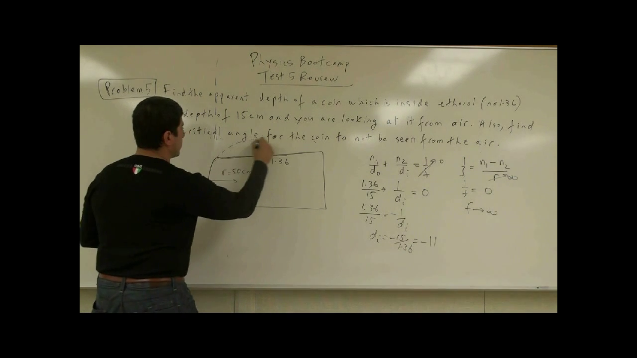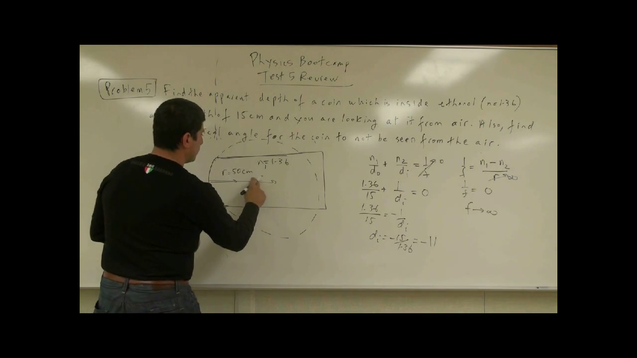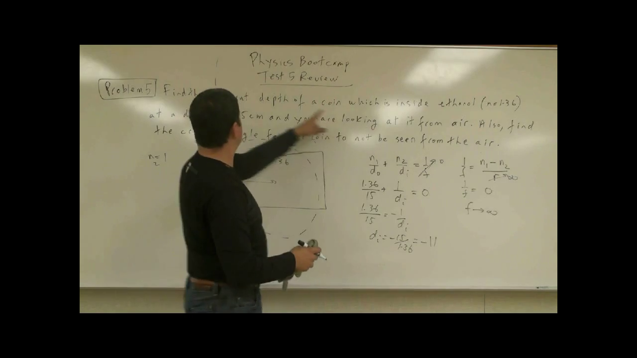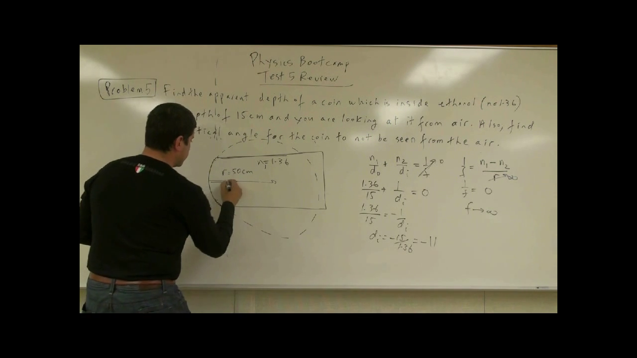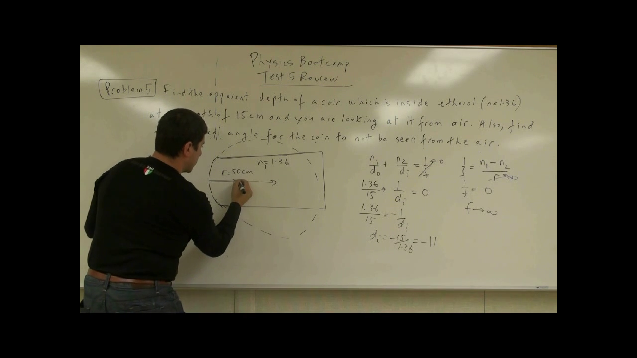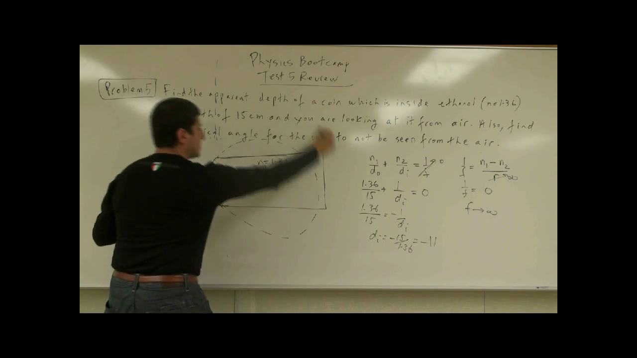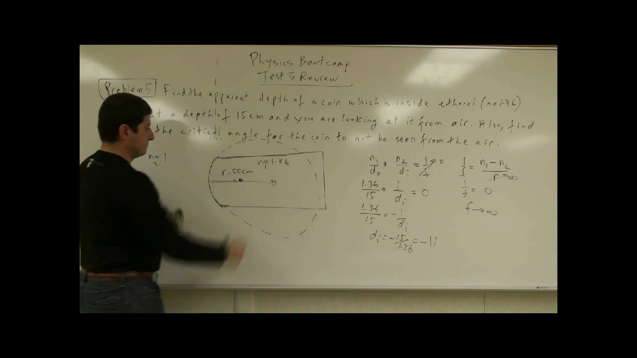So that means it's part of a sphere. Remember our object was 15 centimeters, so the radius of curvature is a lot bigger, right? So our object is somewhere here. This represents part of a sphere like this whose center is 50 centimeters away.